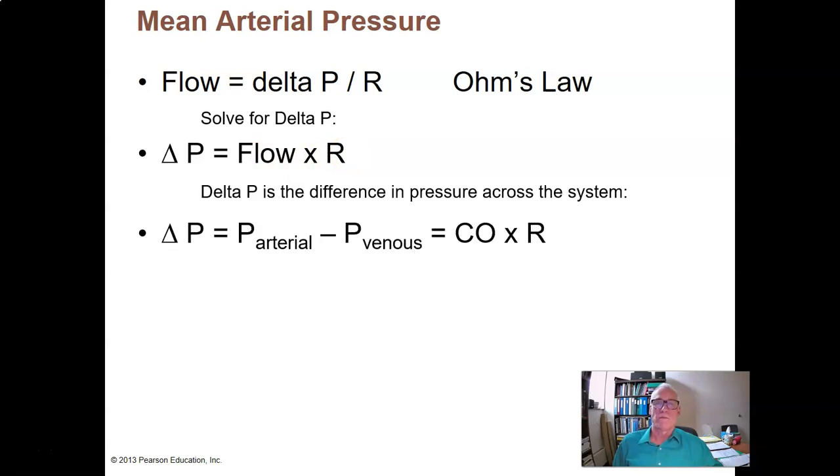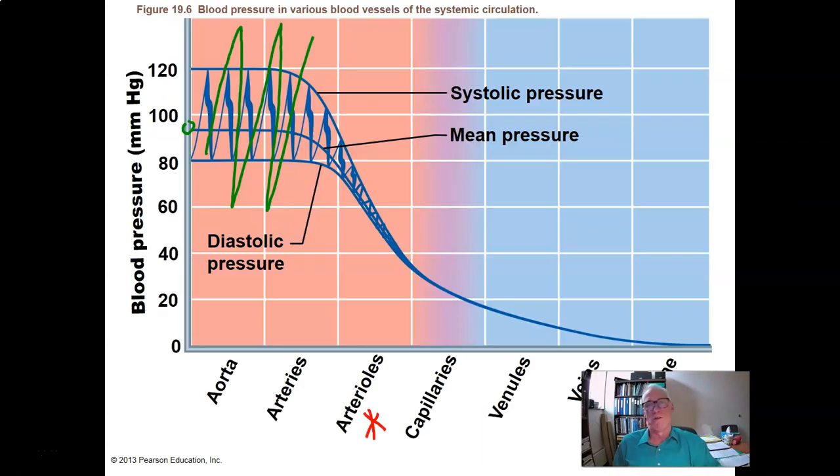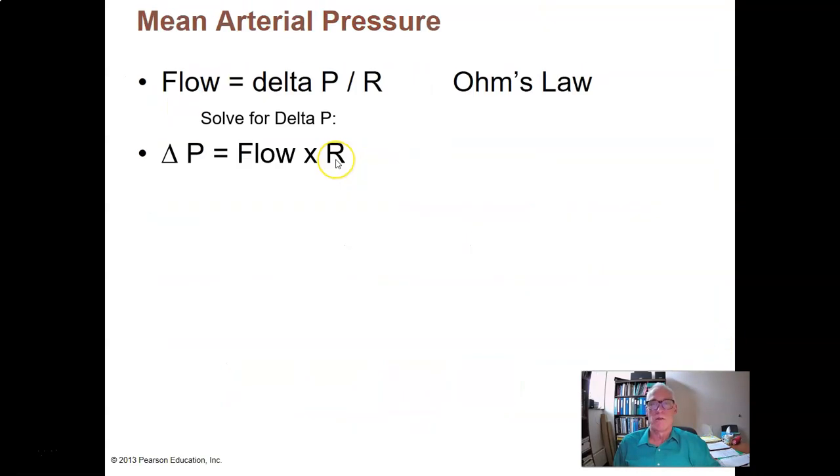Now, what is delta P? It's P arterial minus P venous. In this case, we're talking about the difference in pressure across the whole vascular system. You raise the pressure at the heart, and it gets lower and lower and lower as it travels all through the system back to the heart again. So we start out high at the heart and it drops all the way through. So we're just looking at the difference between those two.